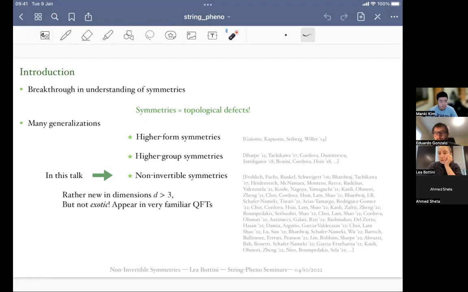These non-invertible symmetries have been known for quite a while in lower dimensions, especially 2 dimensions, but only recently they've been extended to 4 dimensions and higher. As you can see, there have been a lot of papers and people working on this topic in the last year. One thing that is important to keep in mind is that even though these symmetries may seem exotic, they do appear in very familiar quantum field theories. So you don't have to look very hard to find them in theories that you know and love.